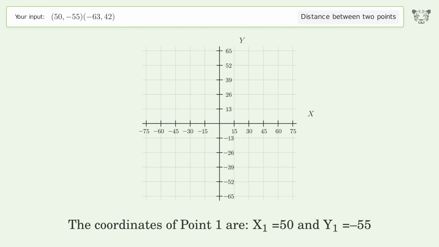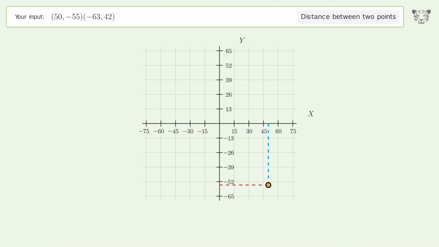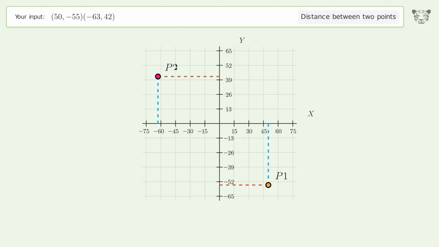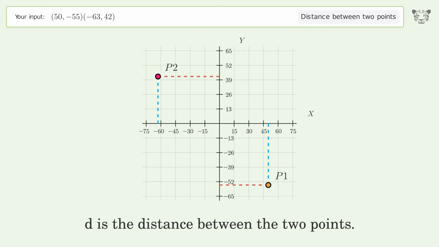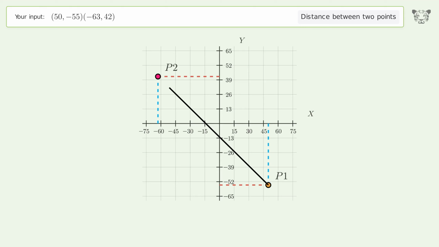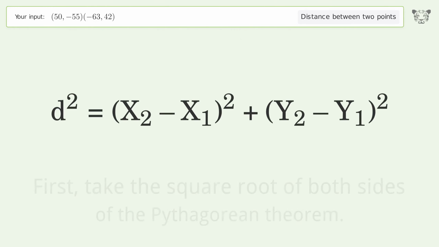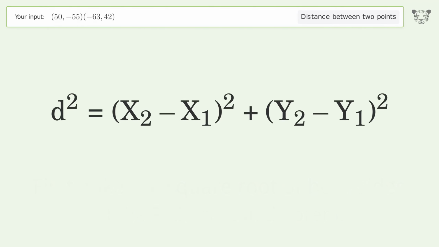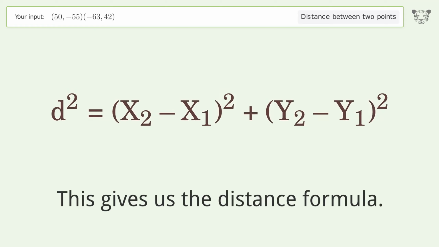The coordinates of point 1 are x1 equals 50 and y1 equals negative 55. The coordinates of point 2 are x2 equals negative 63 and y2 equals 42. D is the distance between the 2 points. First, take the square root of both sides of the Pythagorean theorem. This gives us the distance formula.